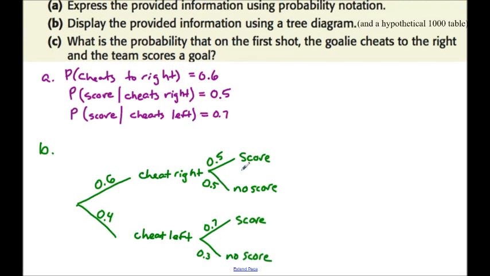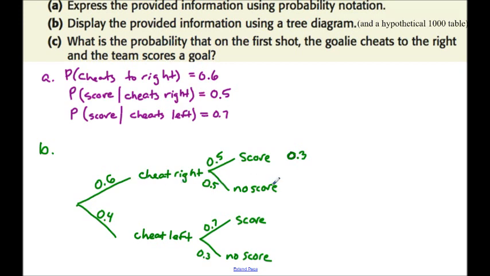All right, now that I've got the tree diagram set up, I can calculate all these total probabilities over here on the right side. So these are AND situations. Cheats right and scores: 0.6 times 0.5. In other words, I multiply the two probabilities. So 0.6 times 0.5 is 0.3. Okay? Or 30%.